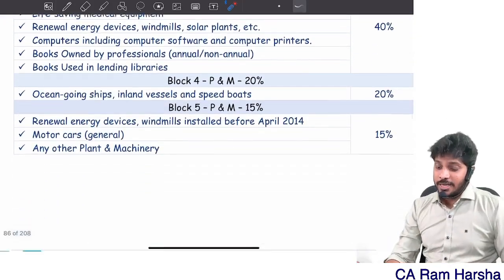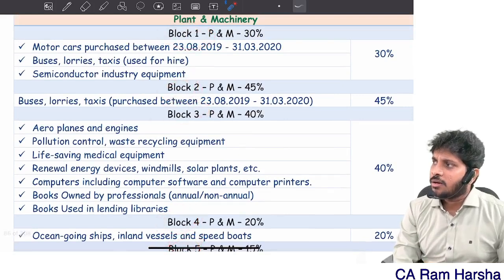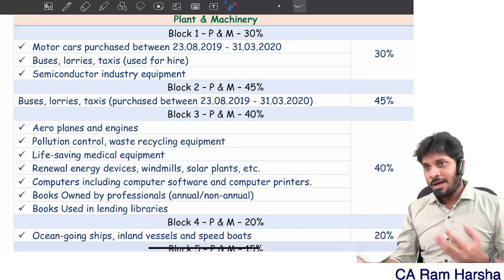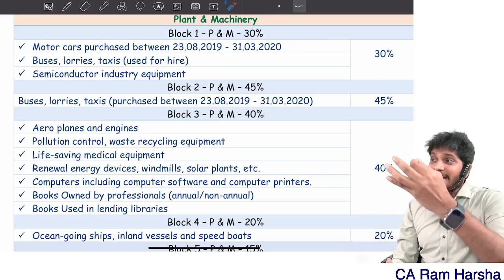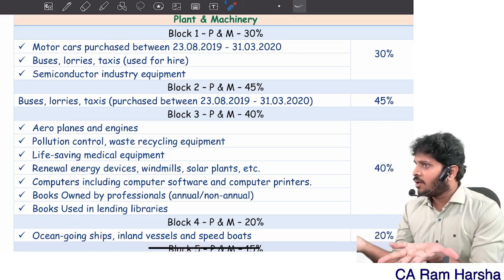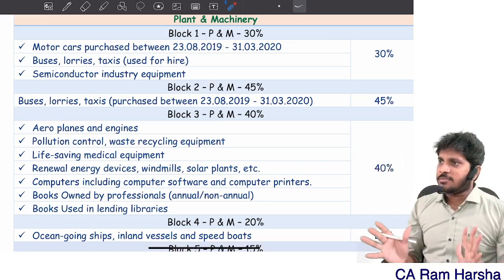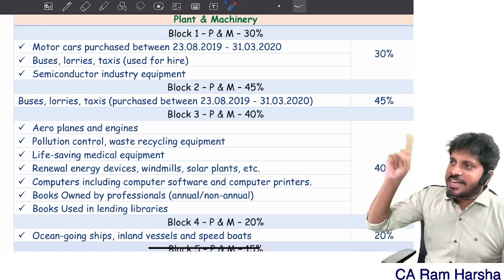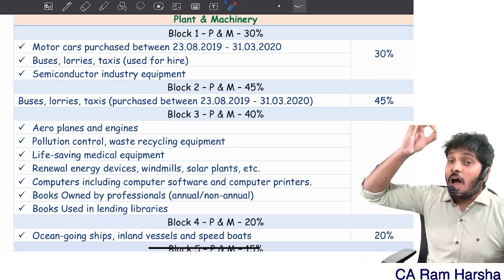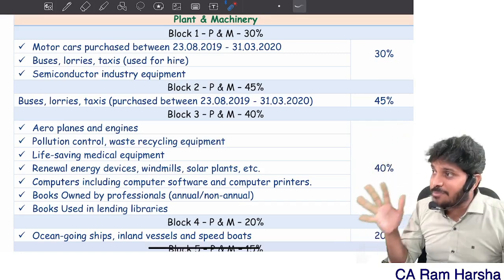In plant and machinery, 5 blocks are there. Why 5 blocks are there? Because 5 rates of depreciation are available. For machineries, how many rates of depreciation are available? 5 rates. Therefore, 5 blocks are possible. Assets fall under plant and machinery. Not every asset has the same rate. They have different rates. How many variations are there? 5 variations are there.